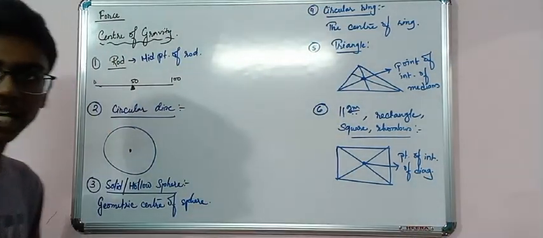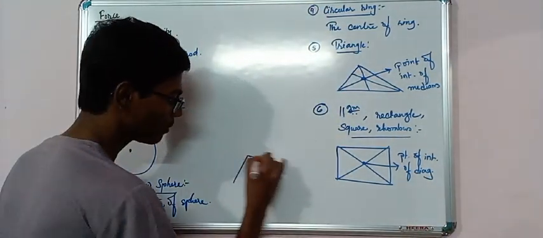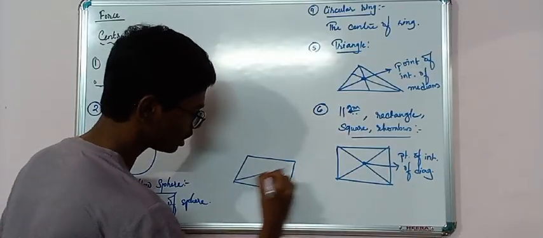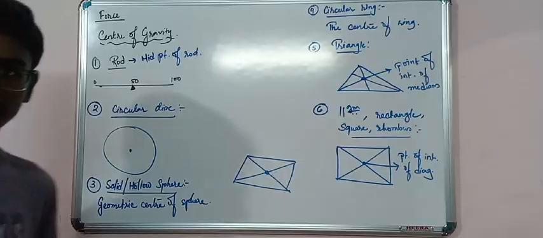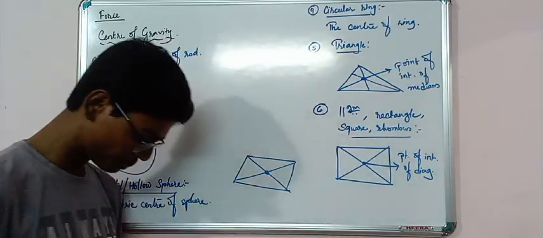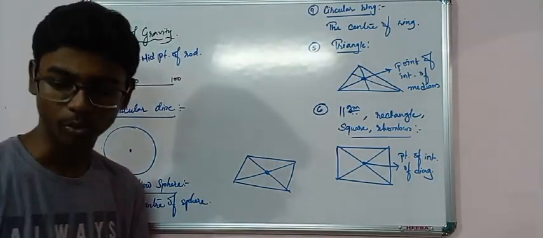Point of intersection of diagonals. What if it is a parallelogram? Nothing is going to change, even if it is a parallelogram. Point of intersection of the diagonals. Now what about solid cone and hollow cone?